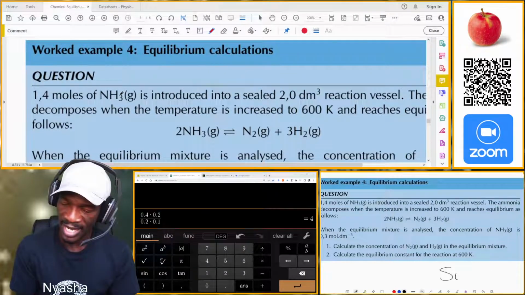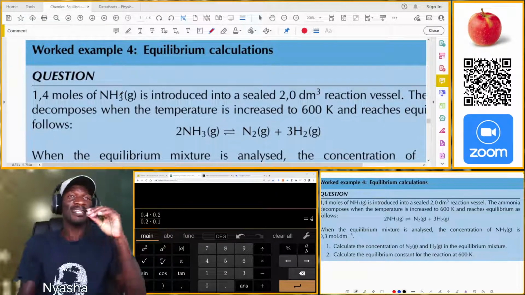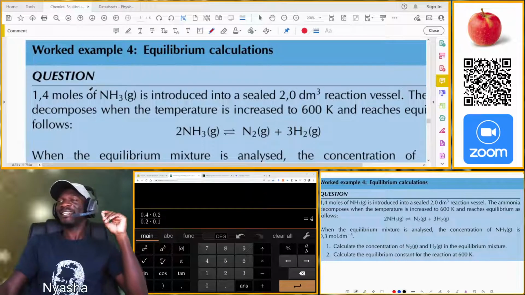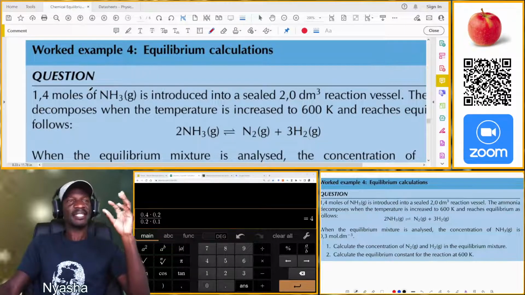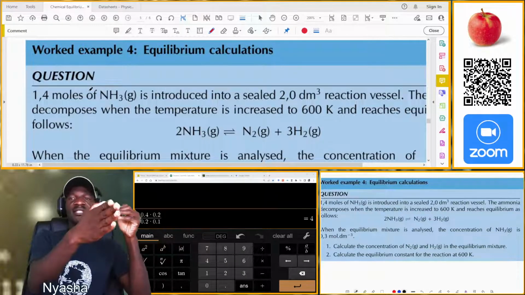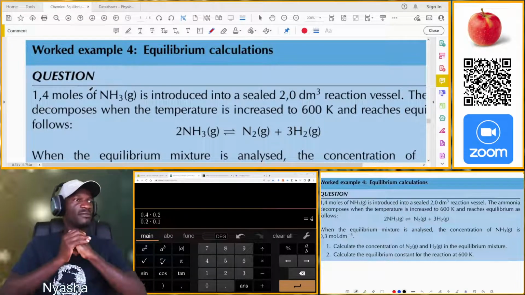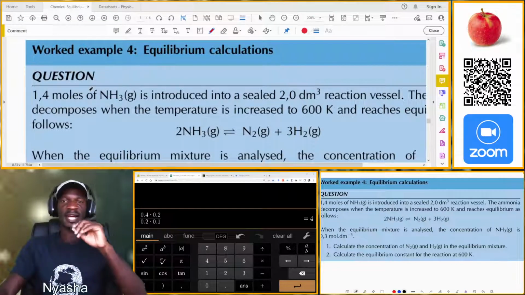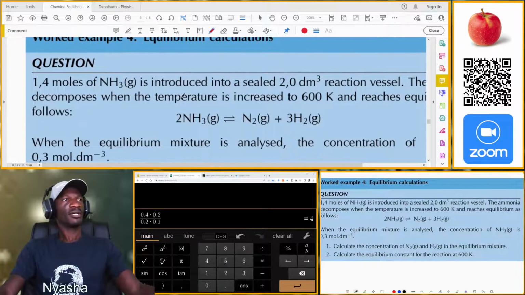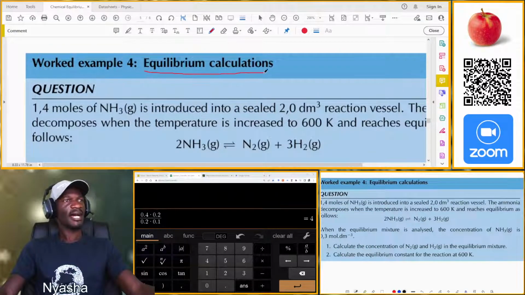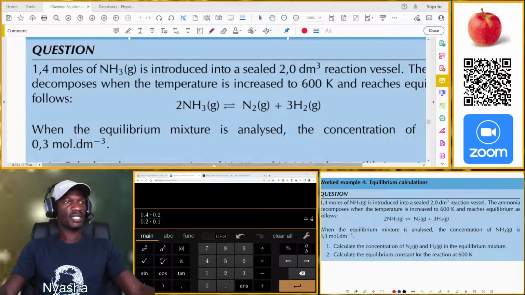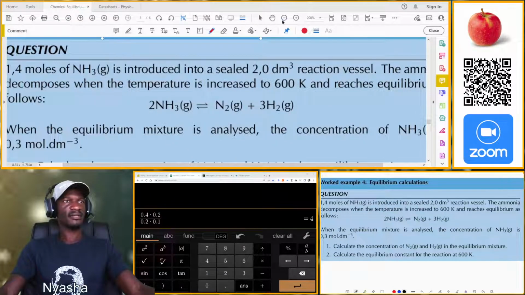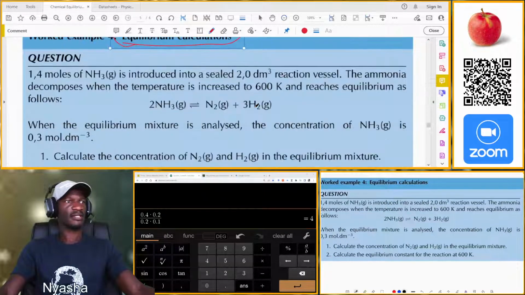These questions look simple, but they're actually very loaded. They are rich because you look at different aspects of the same concept, so they help you to revise stage by stage. Now, the next set are equilibrium calculations, and they give us a question which is like this.